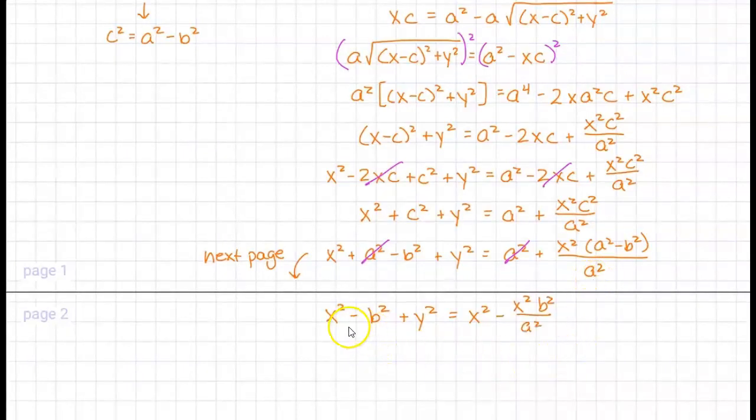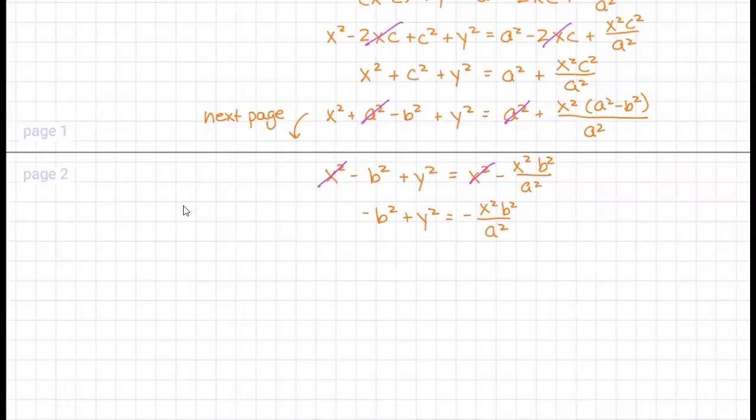Okay, well, there is an a squared on both sides now, and that will cancel. This is getting better, and I'm almost there. So I will have negative b squared plus y squared equals negative x squared b squared over a squared.